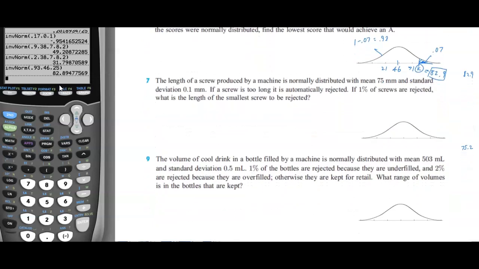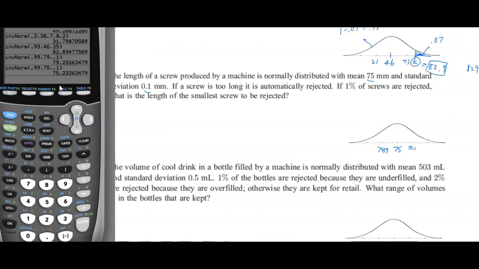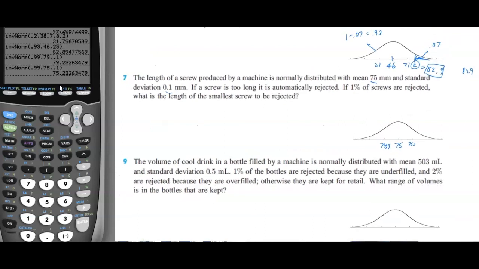All right, number 7. The length of a screw produced by a machine is normally distributed with a mean of 75 and a standard deviation of 0.1. 75 in the middle, 75.1 to the right, and 74.9 to the left. If a screw is too long, it is automatically rejected. So the screws that are too long would be over here on the right side, right? So this is a right side area. If 1% of the screws are rejected, what is the length of the smallest screw to be rejected?